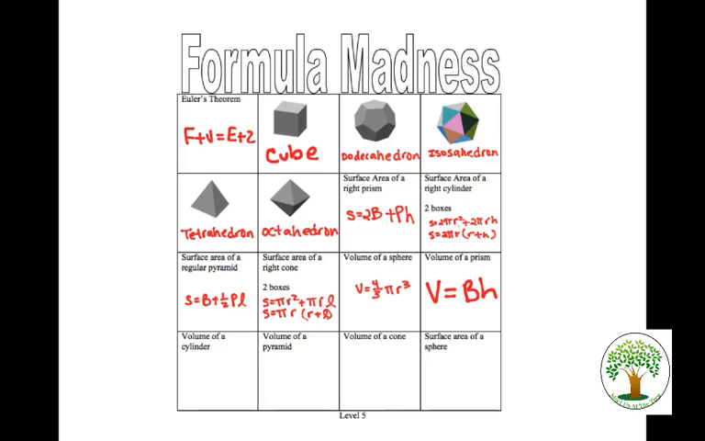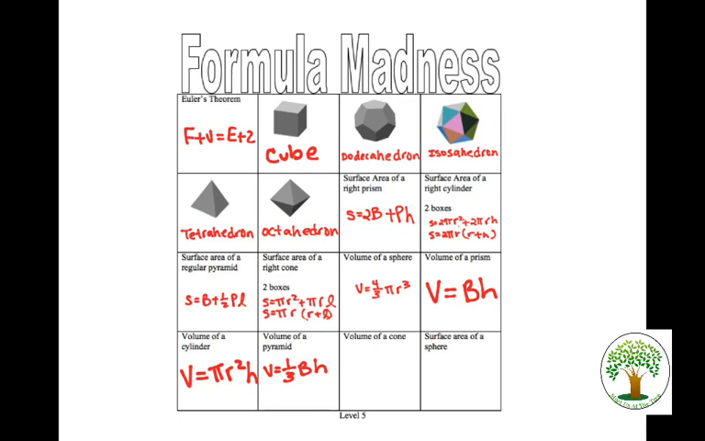Let's move over here to the volume of a cylinder. We're going to do V again. We're going to have pi r squared. This is the area of a circle. And we're going to have H in there. Let's do volume of a pyramid. Volume of a pyramid is 1/3. Capital B is important, H.